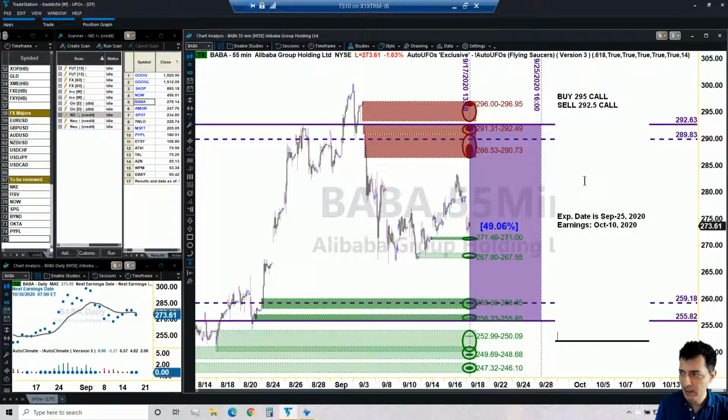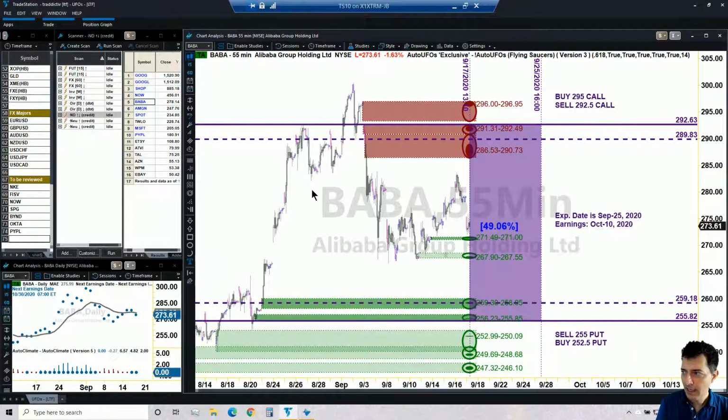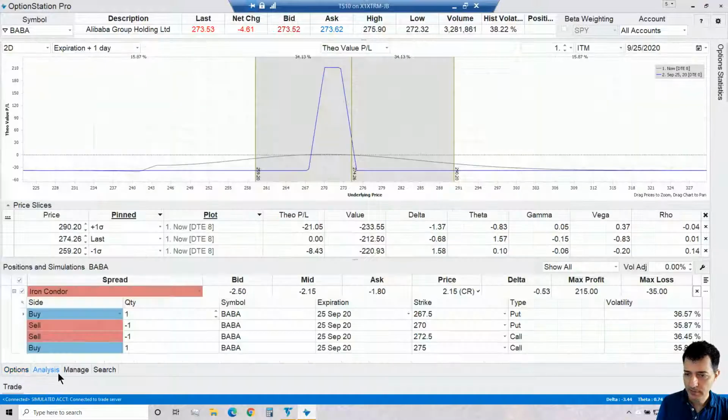Okay, so we're going to be selling the calls above. And then we're going to be selling the puts below, which looks like it's going to be the 255 put. And if that is the case, we would then buy the 252.5 below, assuming all those strikes are available. I need to go ahead and confirm this now on the screen. Okay, cool. So let's do it.